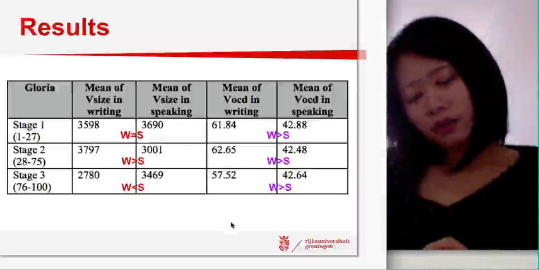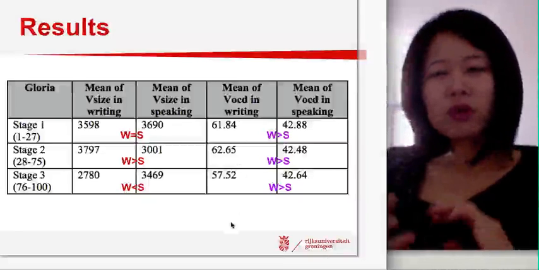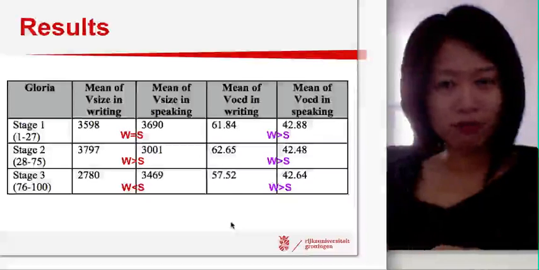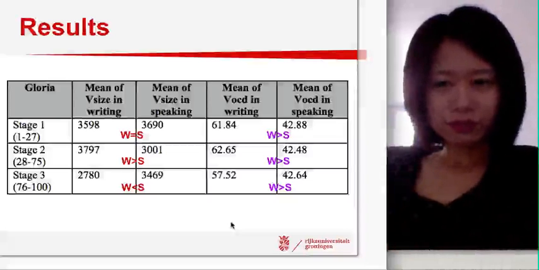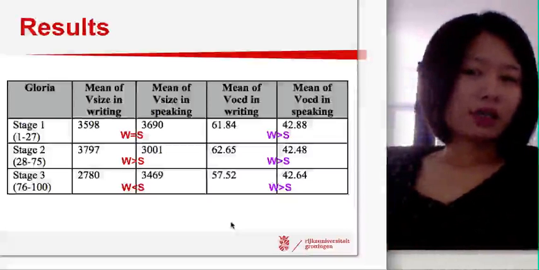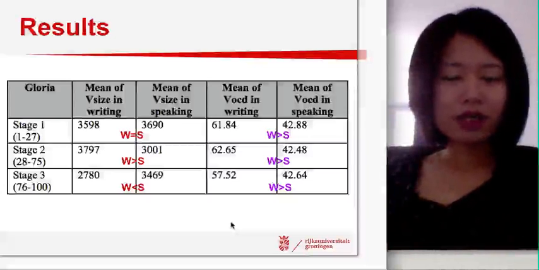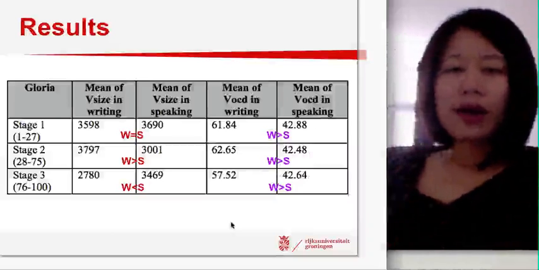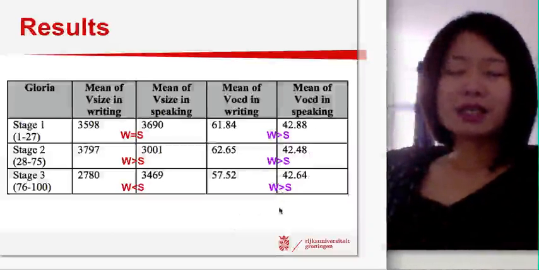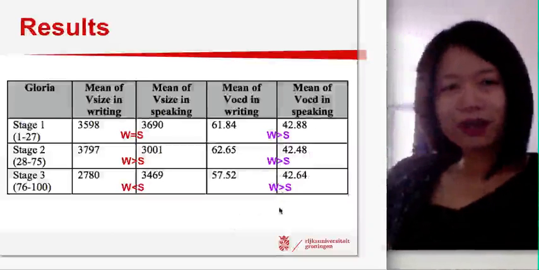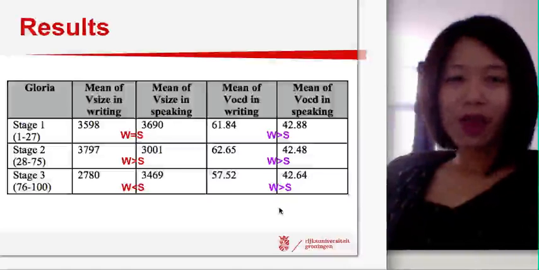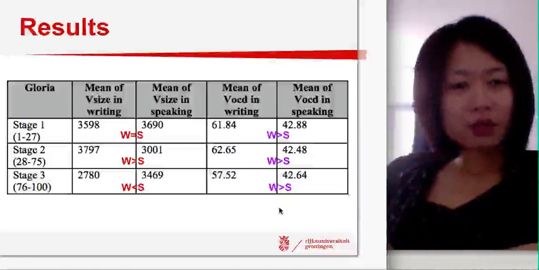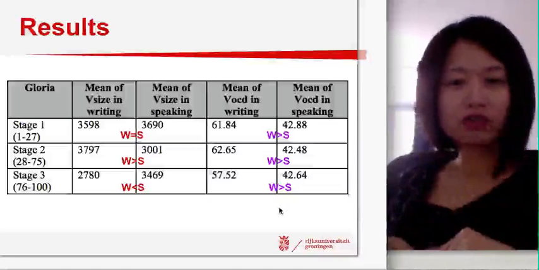The mean of vocabulary size in writing is almost equal to speaking in the first stage, but there seems to be a shift from writing to speaking in her data because the vocabulary size is higher in writing in the second stage, but higher in speaking in the third stage. However, the vocabulary density is always higher in writing than in speaking in 3 stages. And this is very much the same as we observed from the general trajectory.